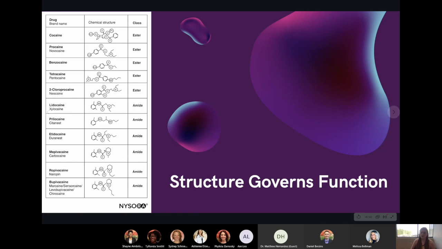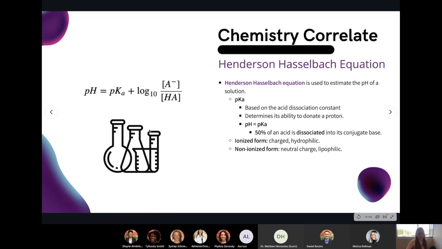Different aspects of local anesthetic structures influence their function in the body. In the next few slides, we're going to talk about these differences. The pH of local anesthetics affects its onset time. Before we go into that a little bit more, we're going to do a quick review of some pH chemistry.